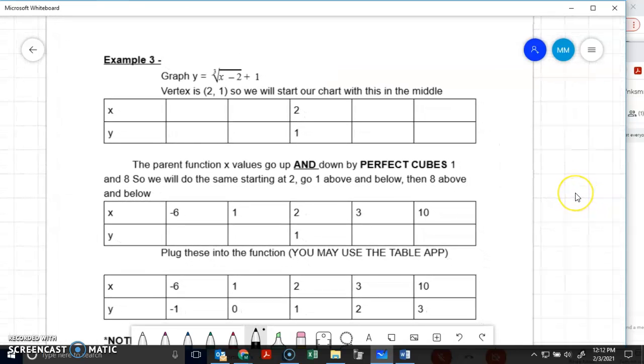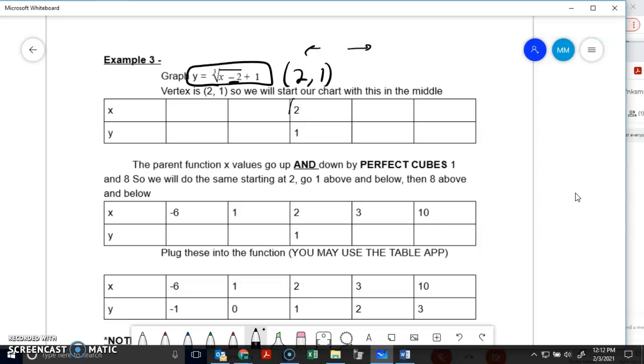Cubed roots are basically the same thing. I look at this graph and I identify the vertex is (2, 1). Do the opposite of h. And again, I can go both directions with cubed root. So I put (2, 1) in the middle. It's my middle point. And now I'm going to go by perfect cubes in each direction. I know the perfect cubes are 1 and 8. So I'm going to go up 1, and then from the middle go up 8. Add 1 and add 8. This way I'll subtract 1 and subtract 8. Go 1 and 8 in each direction off of the center.